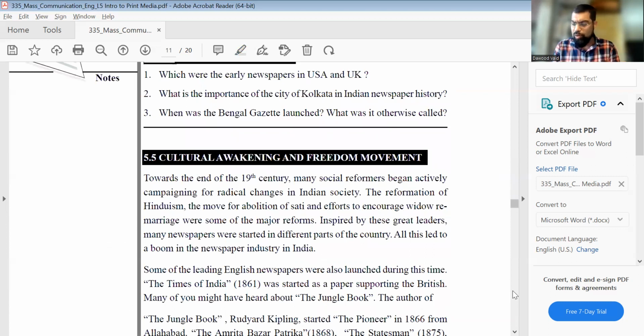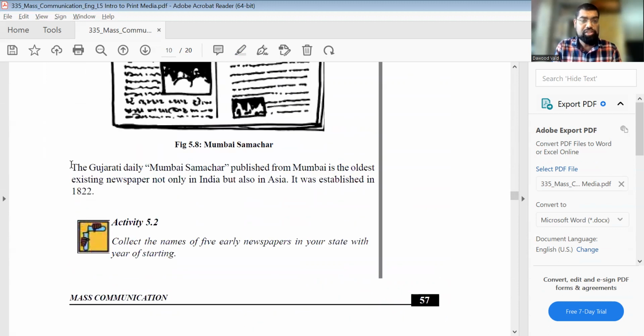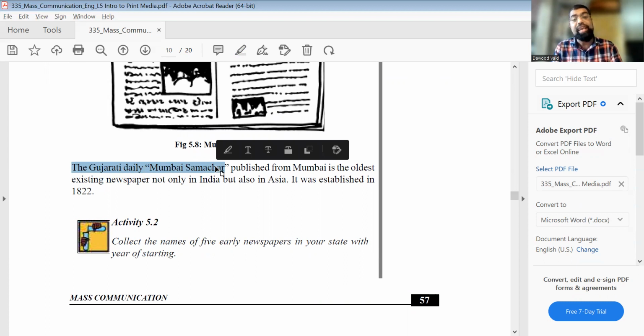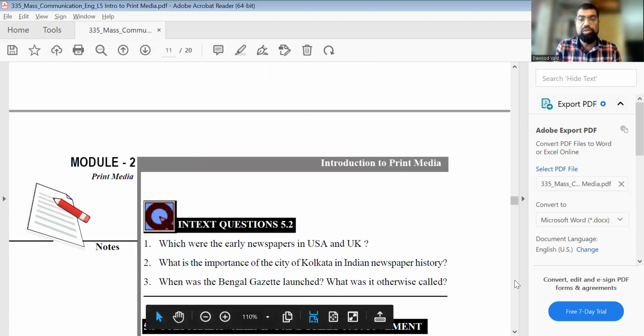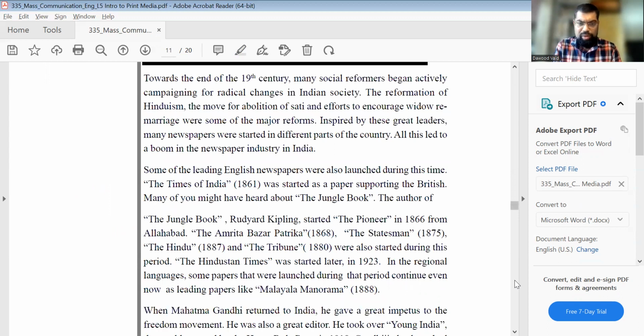But importantly, a question that usually comes is, what are the newspapers that were started by Gandhiji? Gandhiji started a newspaper. Of course, now that will go to Gujarat and Gujarati. And the oldest publication in India is a Gujarati daily called the Mumbai Samachar. Not only in India, but in Asia also. So this is something you remember.